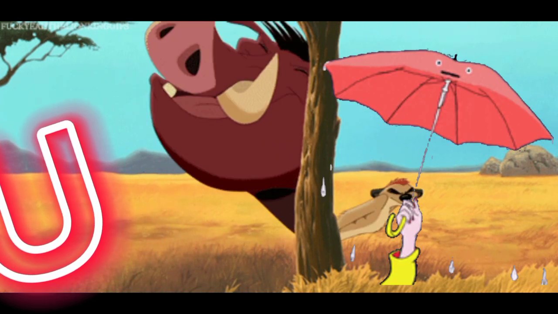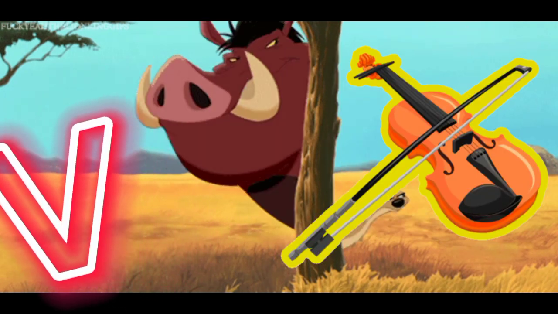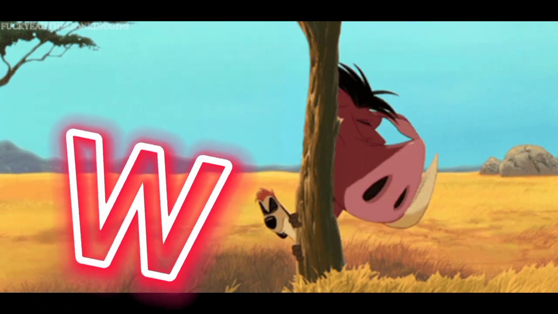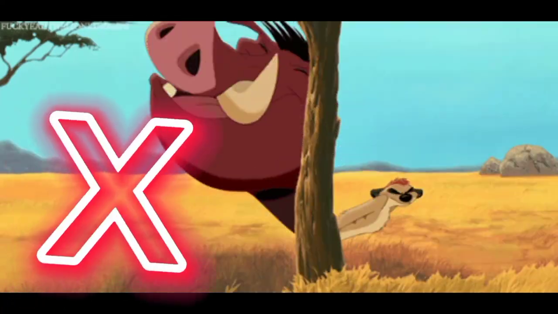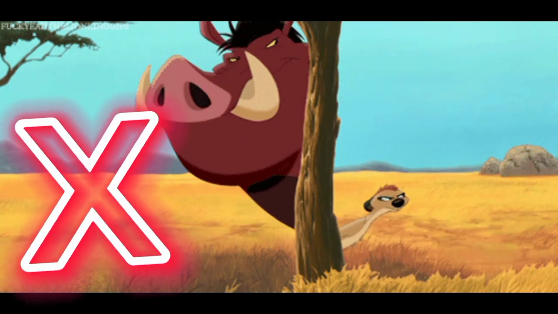Umbrella, umbrella. V is for violin, violin. W is for watch, watch. X is for xylophone, xylophone.